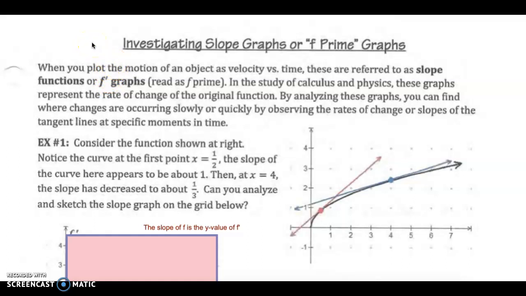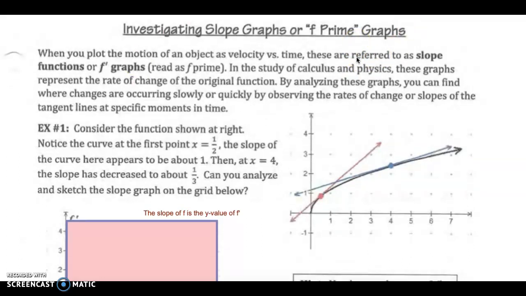So it says, when you plot the motion of an object as velocity versus time, these are referred to as slope functions or f prime graphs. So that's the derivative. You use these in calculus and physics. They represent the rate of change of the original function. So by analyzing these graphs, you can find out where changes are occurring slowly or quickly by observing the rates of change or slopes of the tangent lines at a specific moment in time.